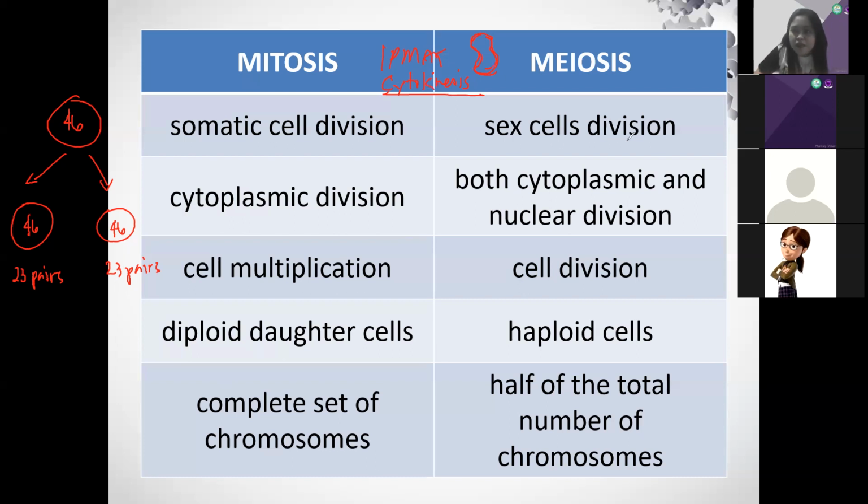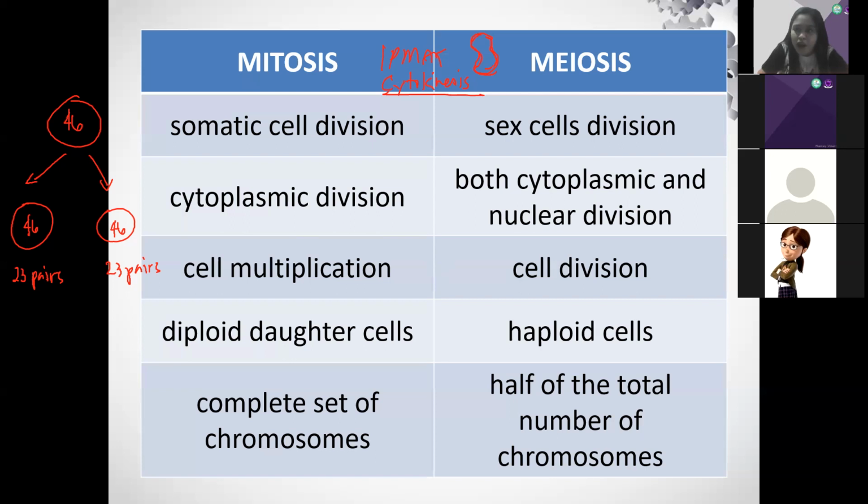Now, how about the meiosis? The meiosis involves the sex cells. That will be the egg cells for the female and the sperm cells for the male. Now, anong kaibahan nila ng mitosis? This will be both cytoplasmic and nuclear division. So, cytoplasm magde-divide. At the same time, the nucleus will also divide. So, ito talaga yung tinatawag natin na cell division. Cell multiplication kasi si mitosis. And this will only produce haploid cells.